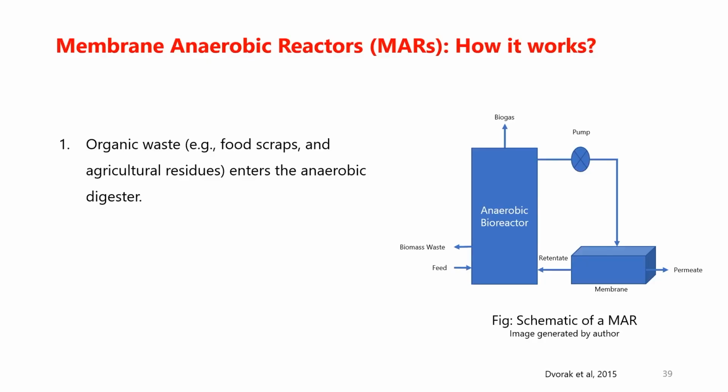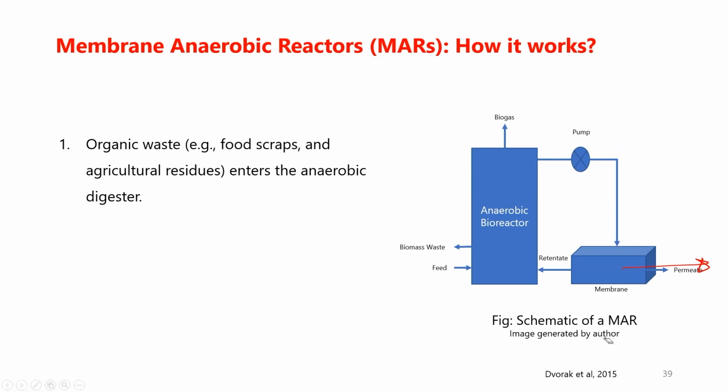Membrane anaerobic reactor and its working mechanism. So, here you can see the schematics of a membrane anaerobic reactor. So, you have a membrane here, and then this is the anaerobic bioreactor, and this pump will force this material to be treated through this membrane. The permeate will be going out, while the retentate will be recycled back into this system.